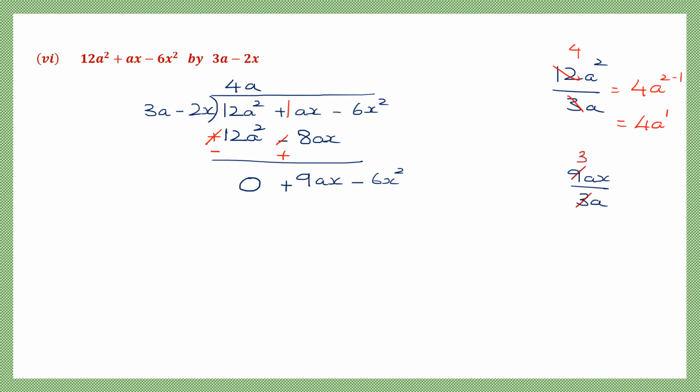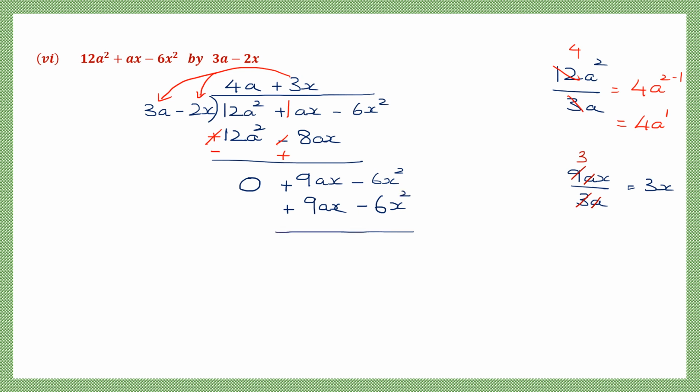We can cancel 3 and 9: 3 threes are 9. I can cancel the a's. So what is left is 3x. So let's write it down there, that is plus 3x. Now I need to multiply 3x into 3a. The sign is plus, 3 threes are 9, a into x is ax. Now multiply 3x into −2x. Plus into minus is minus, 3 twos are 6, x into x is x².